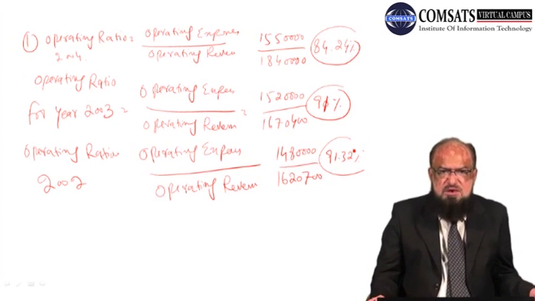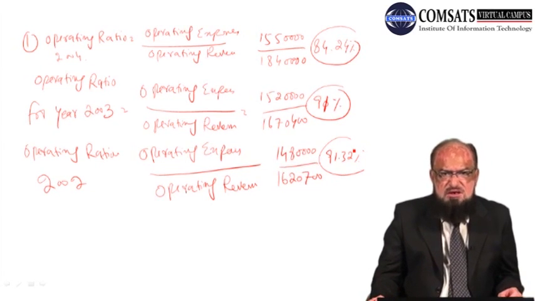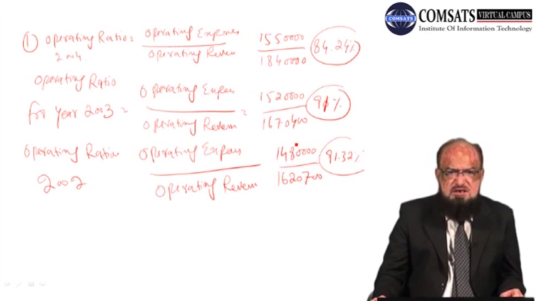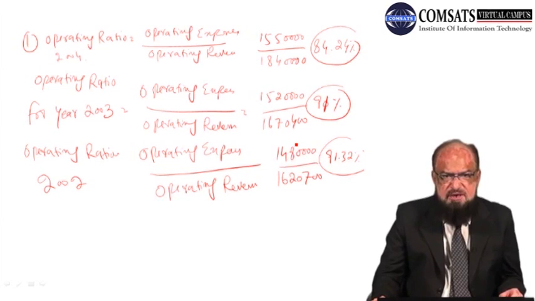So dear students, you can see the trend has changed. Operating ratio has decreased in year 2004. This is not good for the business. The business needs to control the expenses.